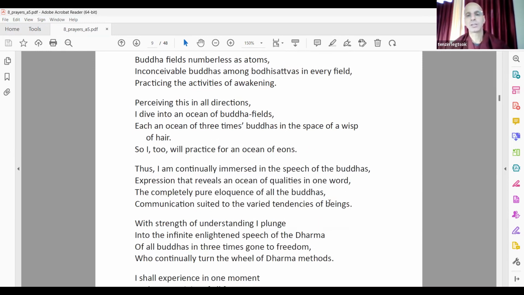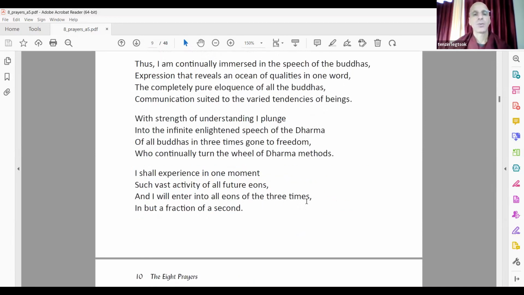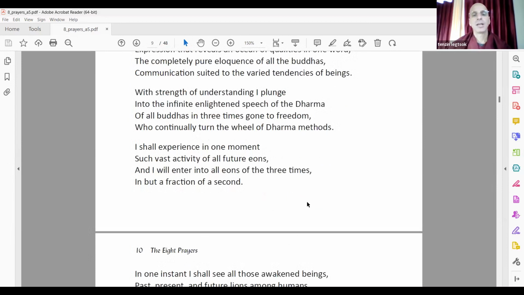Thus, I am continually immersed in the speech of the Buddhas, expression that reveals an ocean of qualities in one word, the completely pure eloquence of all the Buddhas, communication suited to the varied tendencies of beings. With strength of understanding, I plunge into the infinite enlightened speech of the Dharma, of all Buddhas and 3 times gone to freedom, who continually turn the wheel of Dharma methods.